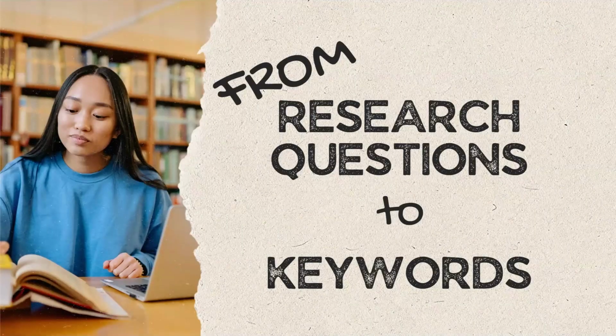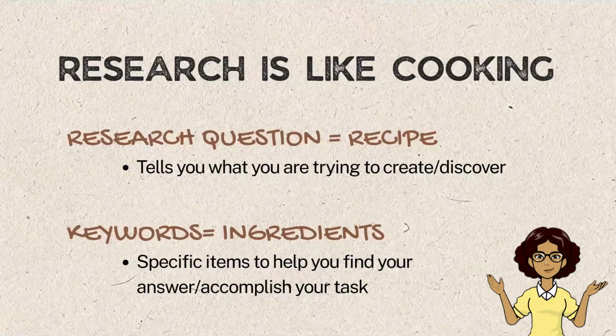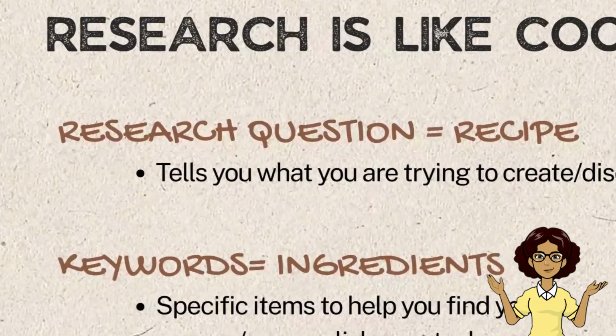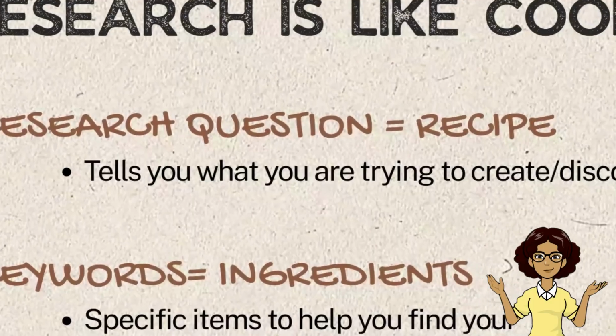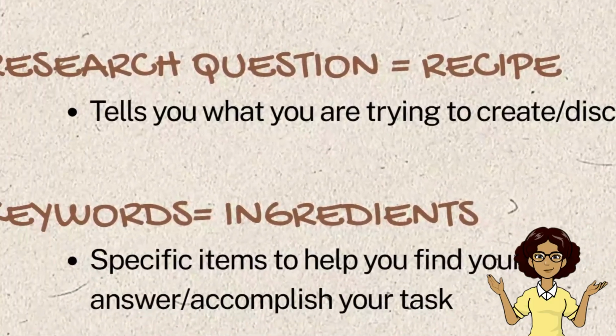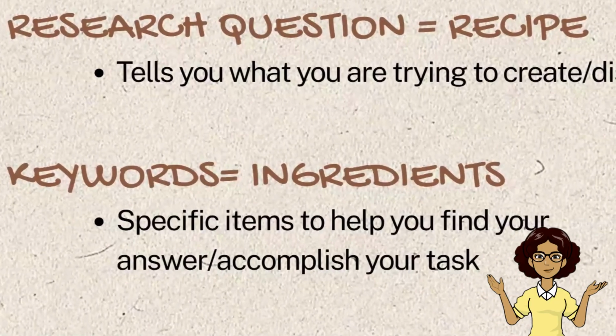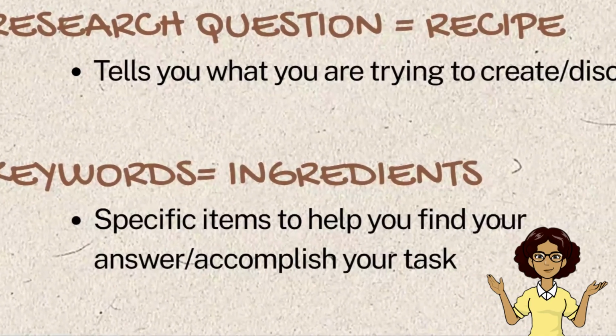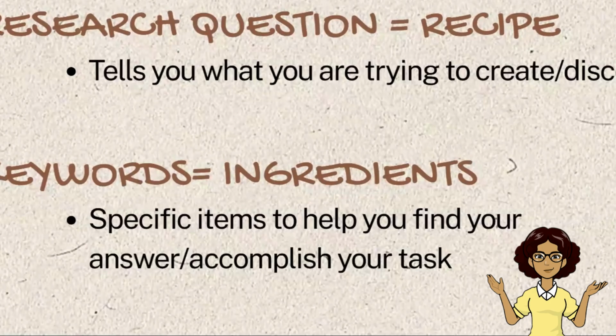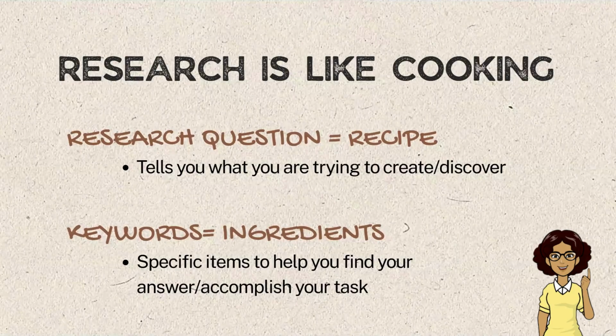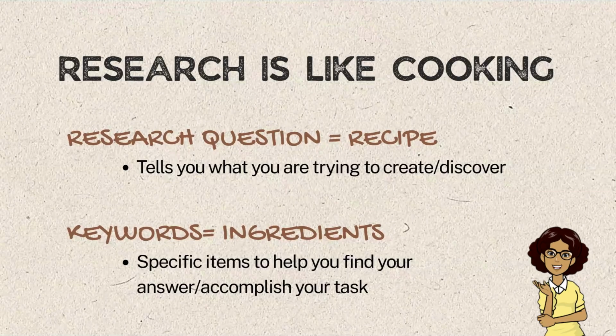And so doing research is a lot like cooking, where your research question, again, is like your recipe. It tells you what you're trying to create or discover. But those keywords specifically are your ingredients. Those are the specific items that you need to help answer your question or accomplish your task. Basically, your keywords are how we break down your big idea, your research question, into searchable pieces so that the databases can guide you to the right aisles of information and save you a lot of time while you're researching.